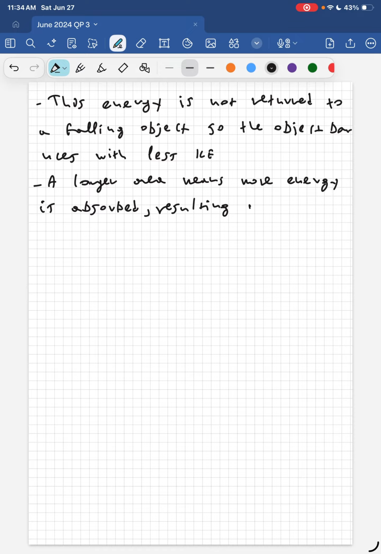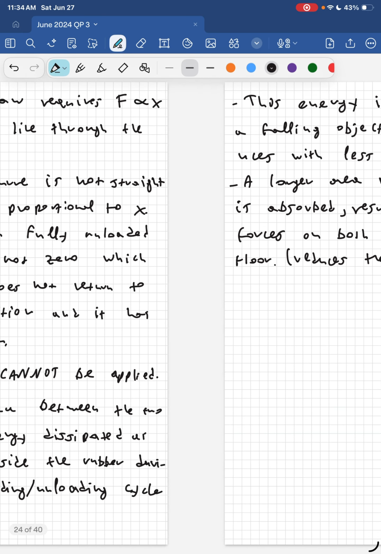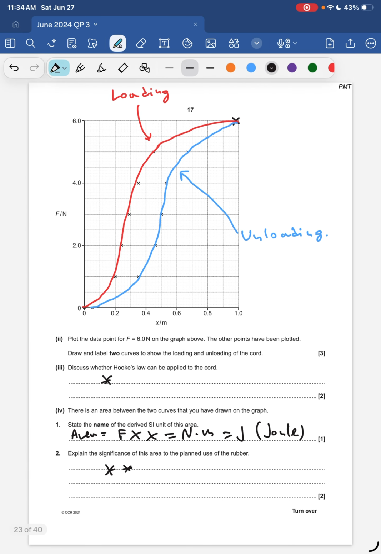in smaller forces on both the object and the floor. And this reduces the risk of damage. So this is why this rubber is good to be used for falling objects. Okay, this was done.